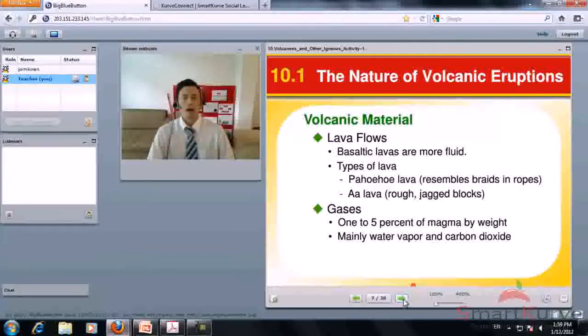And then also the other important volcanic material, gases. They are about 1 to 5% of magma by weight. A lot of famous pictures of volcanoes, when we see like Mount St. Helens or Mount Pinatubo in the Philippines, in those pictures you see the large columns of gray smoke coming up from the volcano. That's that gas that's mostly water vapor and carbon dioxide, and about 5% of that is magma.